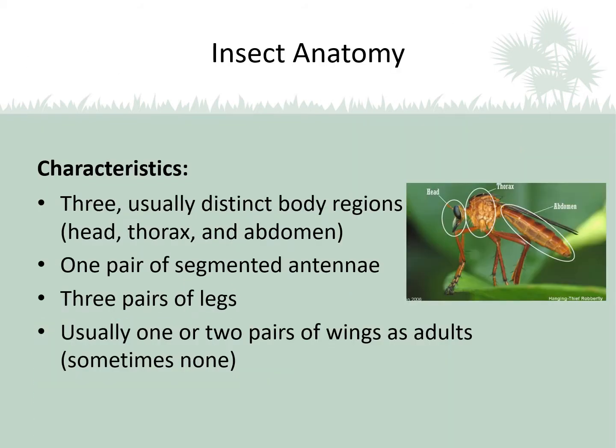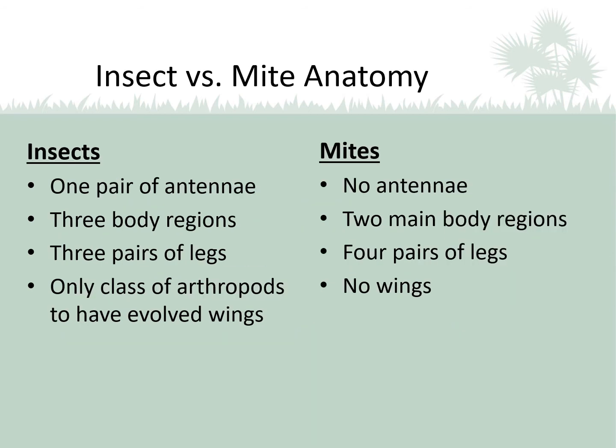Okay, again, we're going to look at the insect anatomy. We know they have 3 very distinct body parts, and it's always a head, thorax, and abdomen. They have 1 pair of segmented antennae, and they have 3 pairs of legs, and usually 1 or 2 pairs of wings as adults. Sometimes none, but generally there are some wings associated with adult insects.